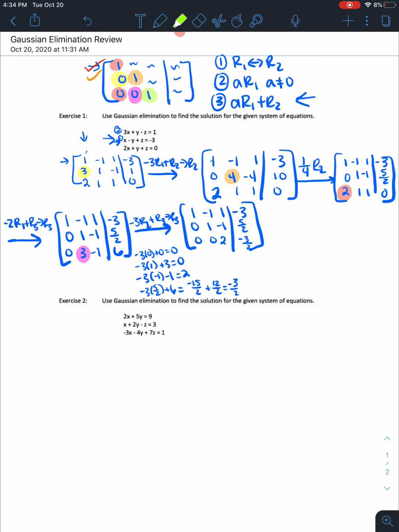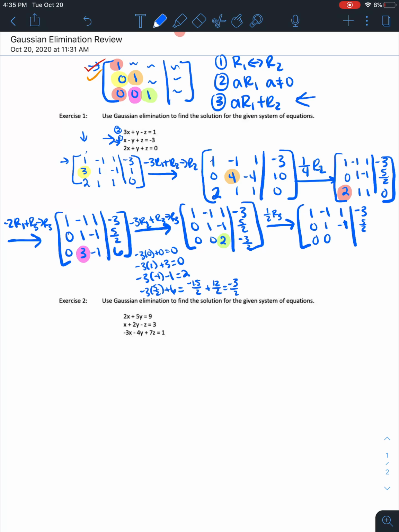Okay, so last thing we need to do is make this last position a 1. So I need to make this 2 a 1. In order to do that, row swapping doesn't help me, but I can multiply by a scalar. I can multiply by 1/2 to make that a 1. So I'm going to do 1/2 times row 3. I'm not changing row 1 at all, not changing row 2 at all.